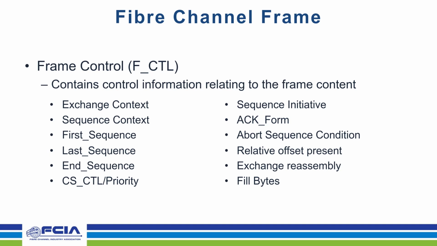And it goes into frame control. That's F control, and that contains control information relating to the frame content. So we got our exchange context, sequence context, and we got our first, last, and end sequence bits. And there's our CS priority bit, and we got a sequence initiative bit. We got ACK form bits, we got abort sequence condition bits, a relative offset present bit, and we got an exchange reassembly bit. I'm not aware of anybody using that one either. Then we got fill bytes.